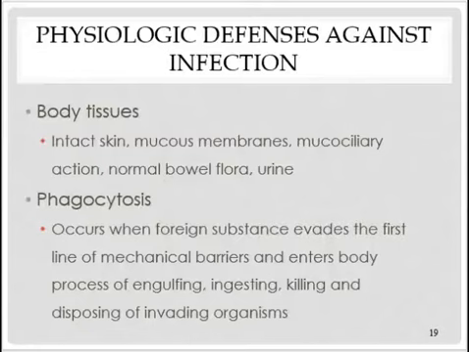Body tissues. Intact skin forms the first and most important physical barrier to the entry of microorganisms. In addition to providing a mechanical barrier, the skin's slightly acidic pH, together with normal skin flora, creates an unfriendly environment for many bacteria. Phagocytosis occurs when foreign substances evade the first line of mechanical barriers and enter the body. Phagocytosis is the process of engulfing, ingesting, killing, and disposing of invading organisms. Phagocytic dysfunction dramatically increases a patient's risk for infection.